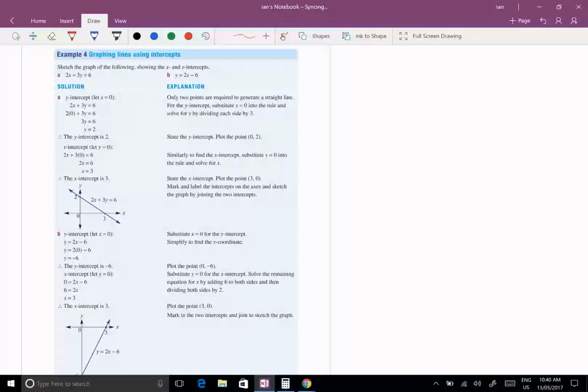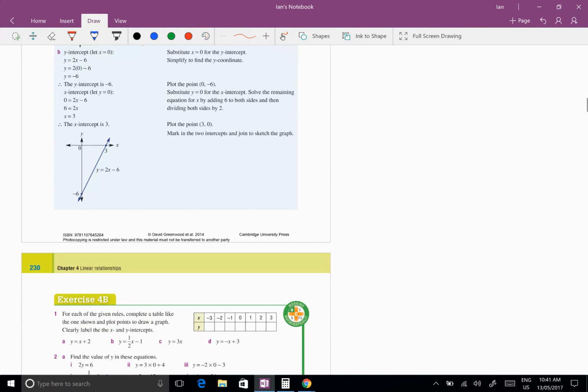As you can see here in the explanation, the first part, they let x equal 0, sub it into the equation and find the point 0,2. And then they let y equal 0, substitute it into the equation and find the point 3,0. And hence, once they've got their 2 points, they're able to very quickly sketch it. So let's have a go at this.